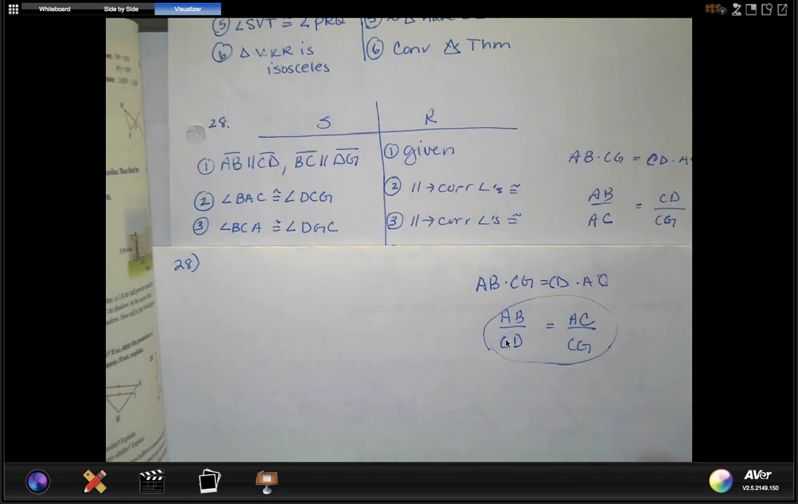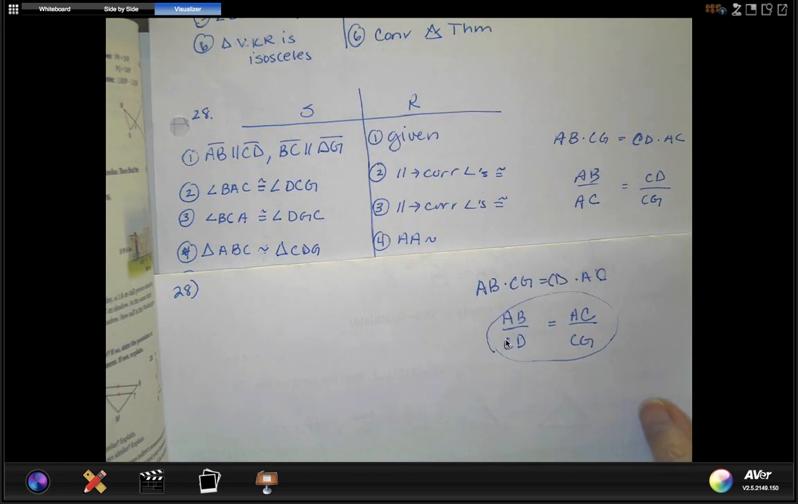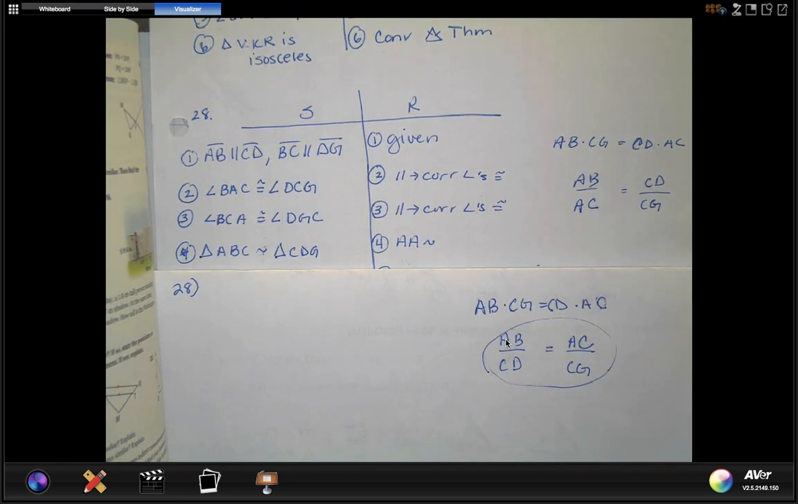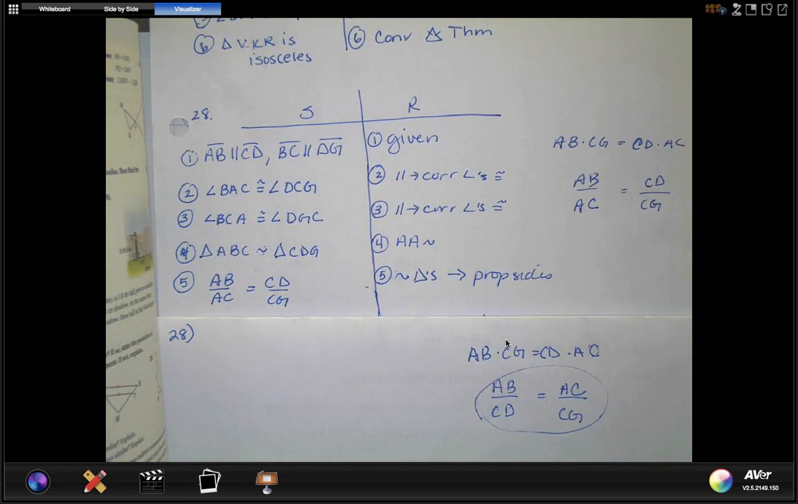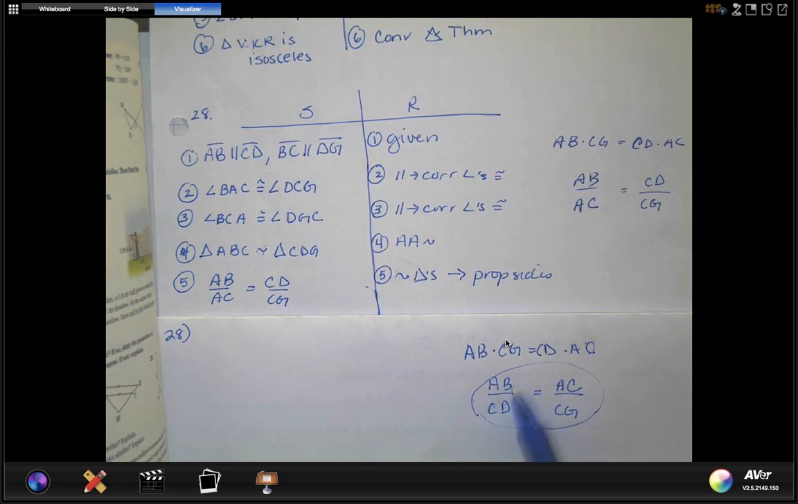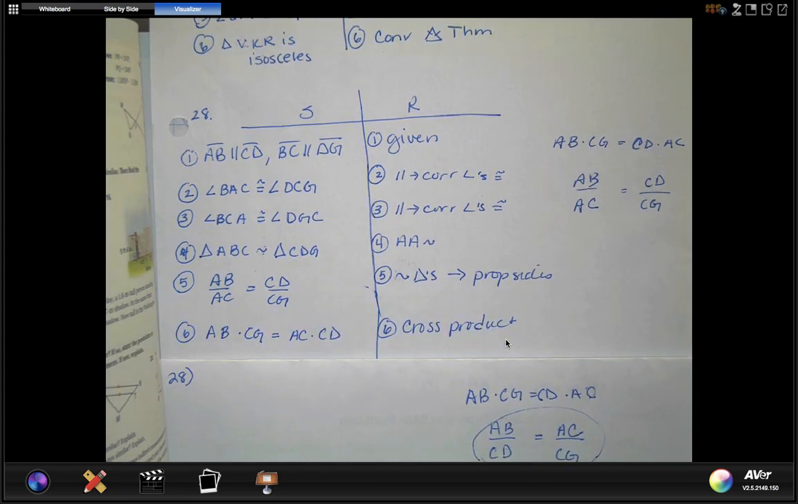Well, now if I have two angles congruent, then I can say the two triangles are similar. But then if I know the two triangles are similar, then I know that the sides are proportional. So I wrote it a little bit differently than I wrote it on my paper before. You could write it like that if you wanted to. But then if I cross multiply, I do that cross product, I get what I'm trying to prove, okay?